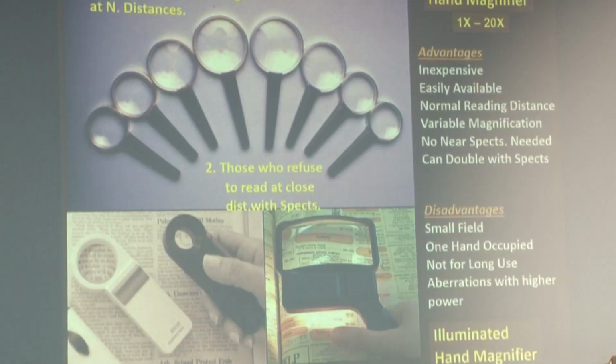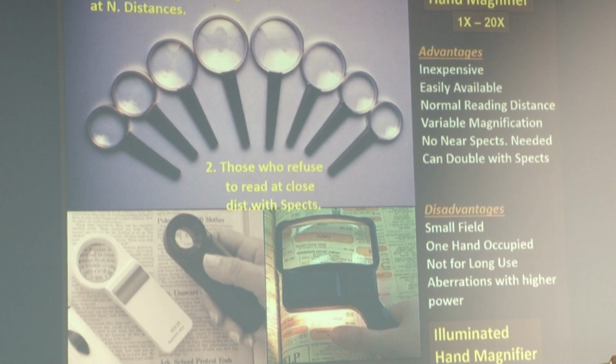Coming to the near vision devices. So we have these handheld magnifiers, illuminated magnifiers, dome magnifiers, and different types, a different panel of magnifiers. So first we'll be talking about the handheld magnifier. You'll find them in ranges from 1x to 20x. They are inexpensive, easily available, you can carry them anywhere. The reading distance is normal.